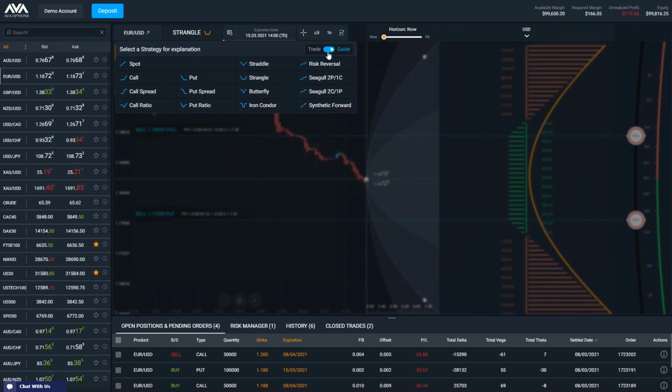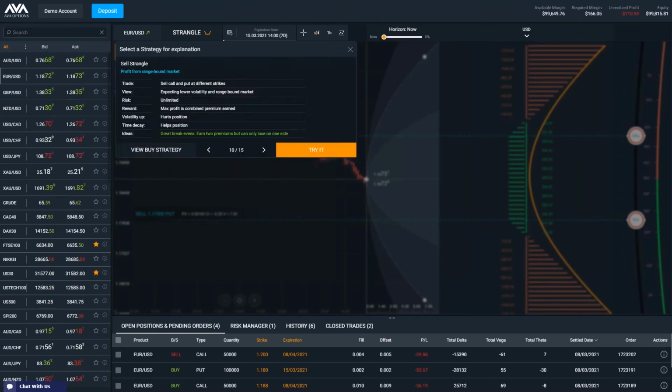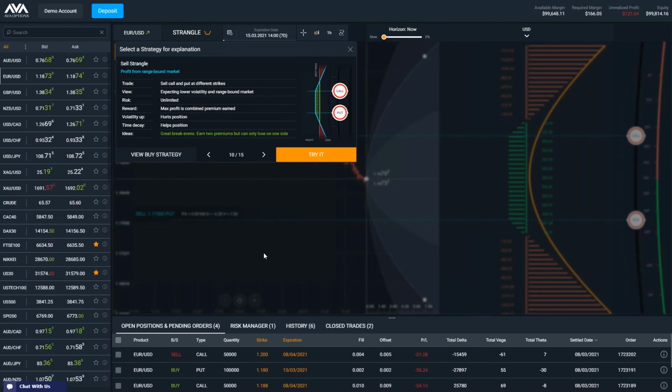The guide shows you then that we're in blue, the guide is active. If I click strangle, I get an explanation of a strangle. What is a strangle? You're selling a call and a put at different strikes. Why? Because you're expecting the market to be range bound. You think the market's not going to go very far, and you want to profit from a quiet market.